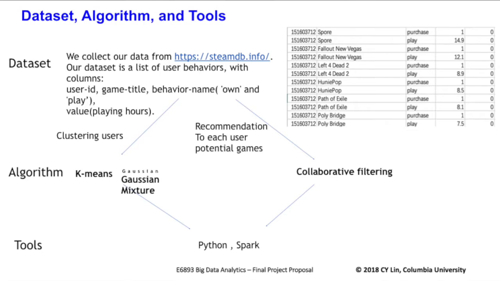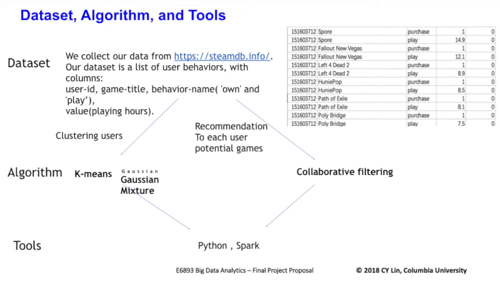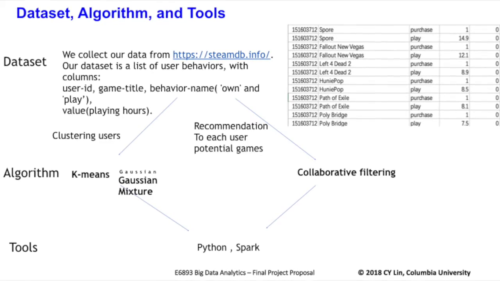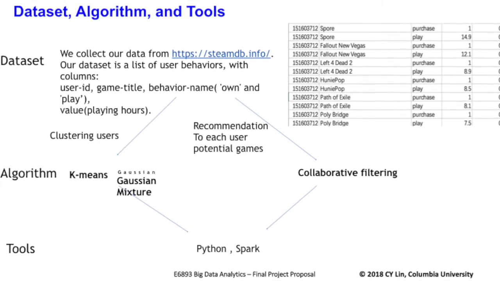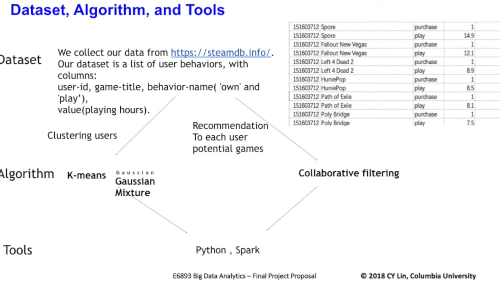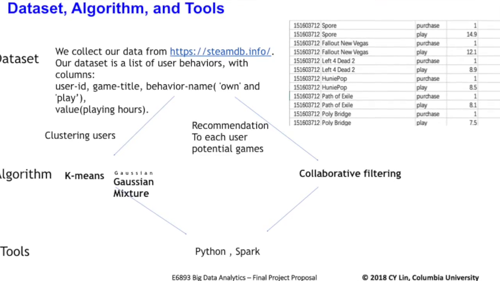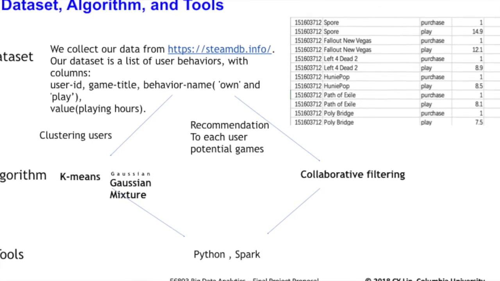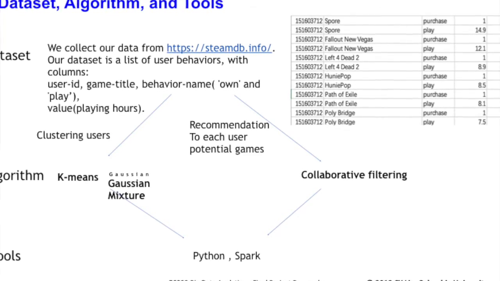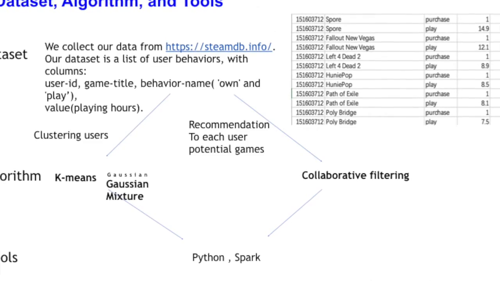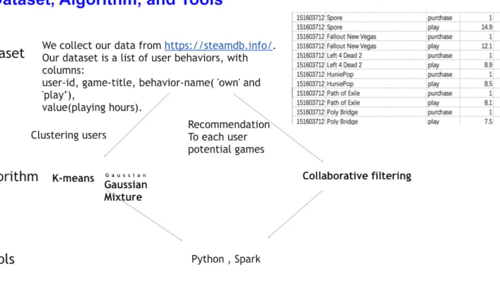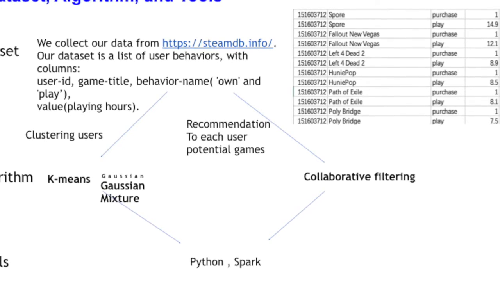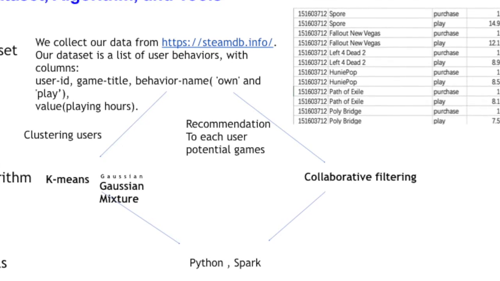Our dataset. We collected our data from this web page. Our dataset is a list of user behaviors with columns: user ID, game title, behavior name (buy or play), and value (playing hours). We will use the algorithms K-means, Gaussian mixture, and collaborative filtering. We will use the software Fast and Spark.